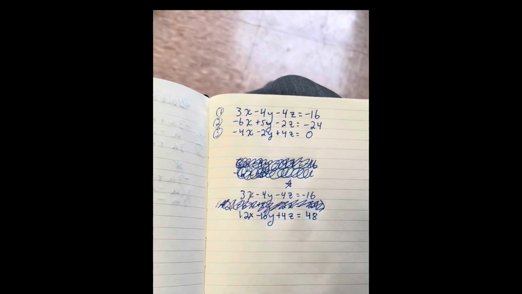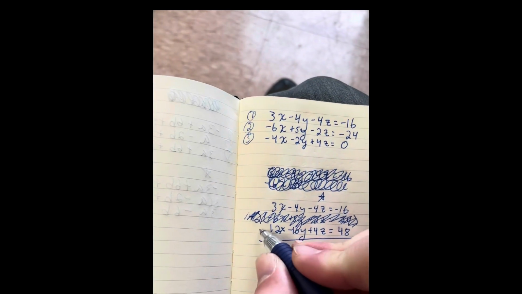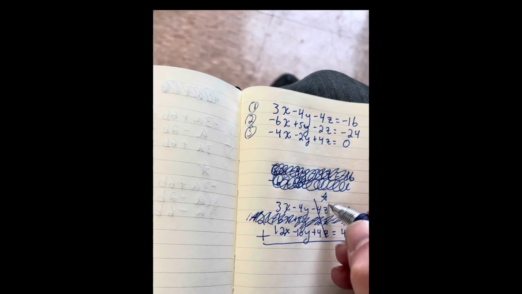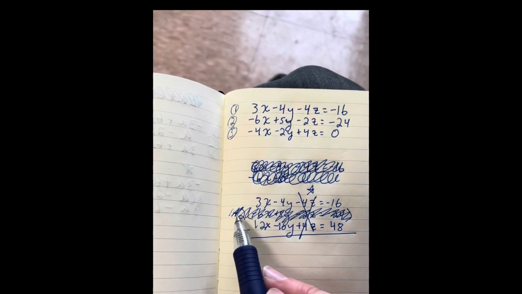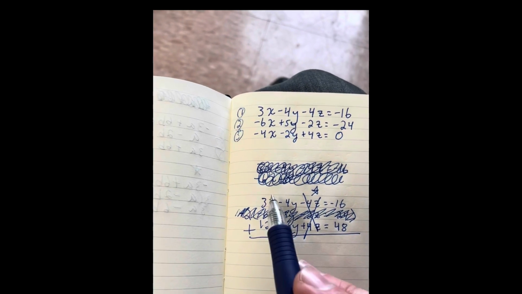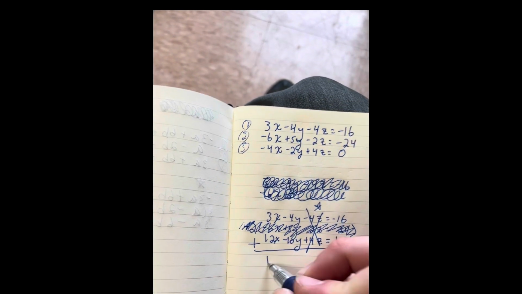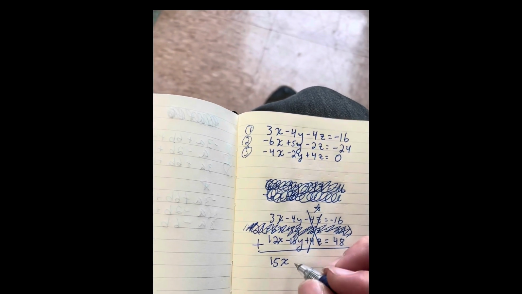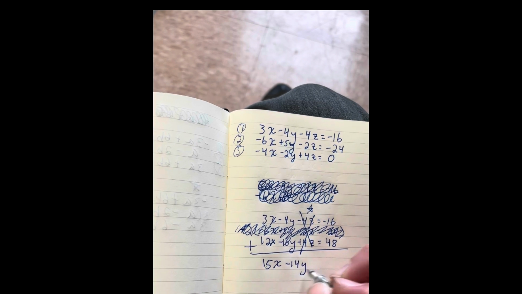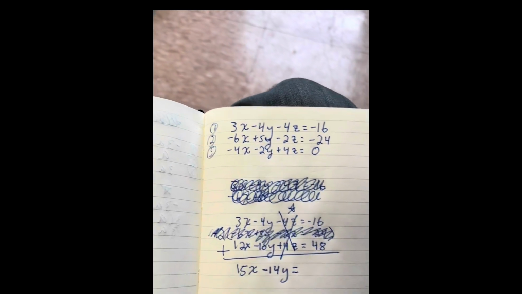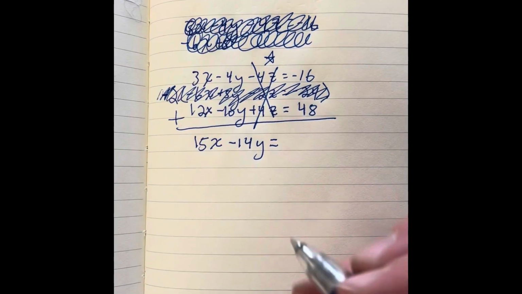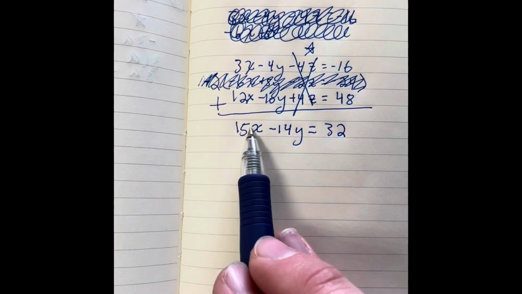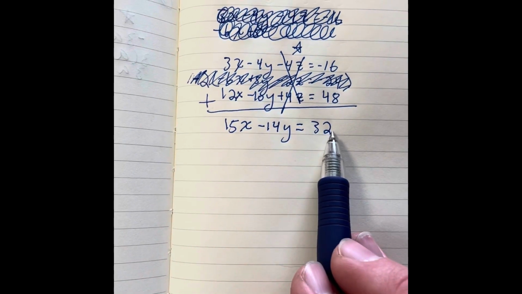Okay. Now we should be ready to combine these up if we did this correctly. Negative 4z plus 4z is 0. That was the entire purpose of choosing that negative 2 as a multiplier. Now 3 plus 12x is going to be 15x. Negative 4y minus 10y will go down to negative 14y equals negative 16 plus 48, which will give us 32. Okay. And now we're going to use this little answer that we just got in a minute.